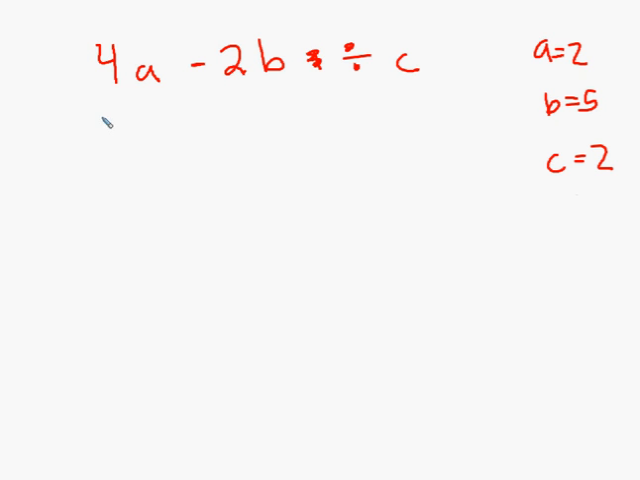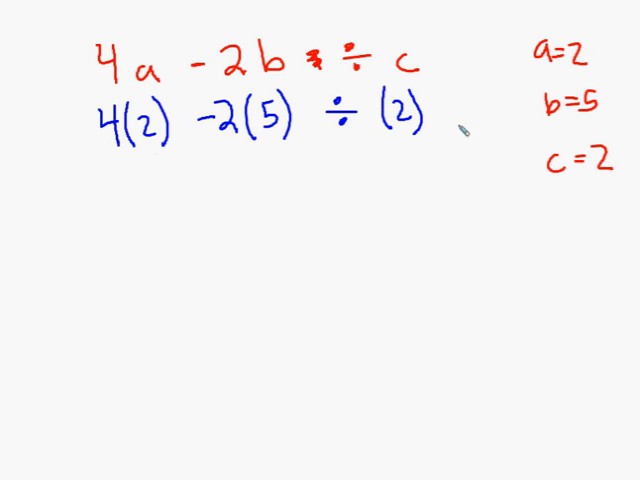I do the same thing. So I substitute into parentheses. So I replace a with a 2, and copy down the negative 2 here. The b I'm going to replace with a 5, and I'm going to divide that by a 2. I put everything in parentheses.